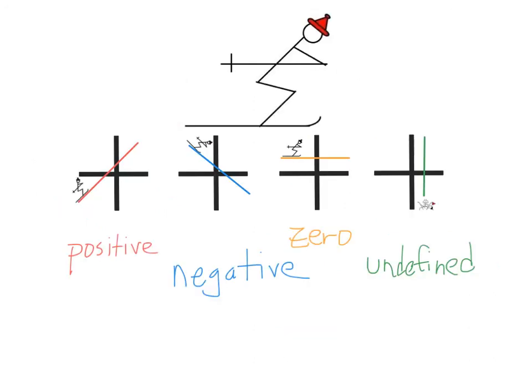So in review, if our line is going uphill or leans to the right like this, it's a positive slope. If our line is going downhill or leans to the left, it's a negative slope. Horizontal lines have a 0 slope, and vertical lines have an undefined slope.